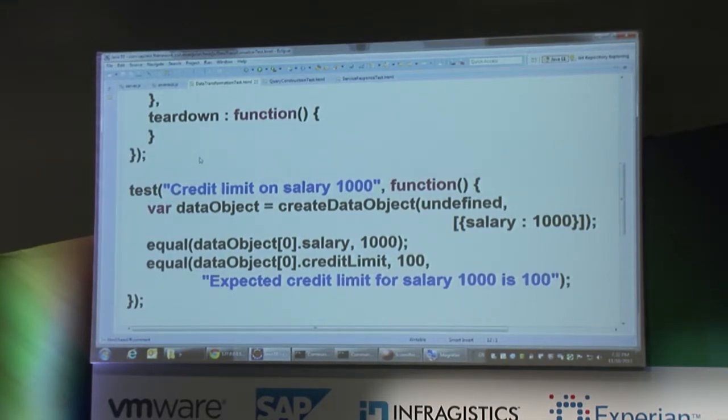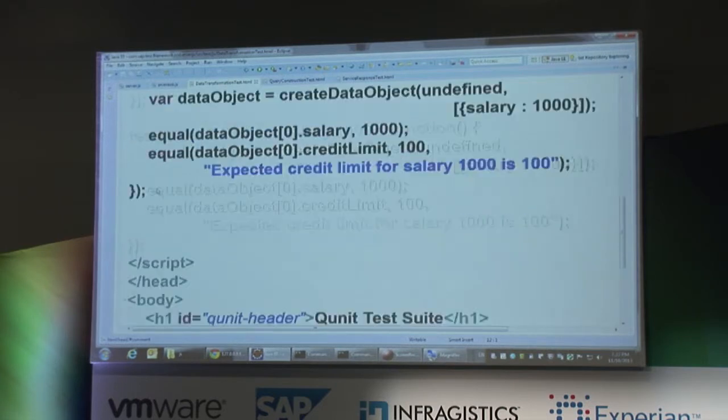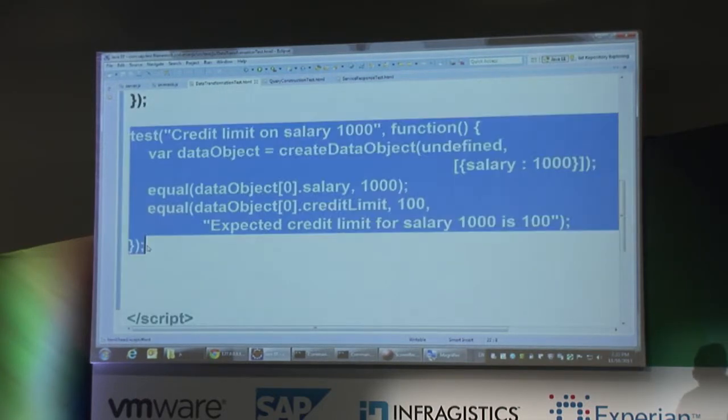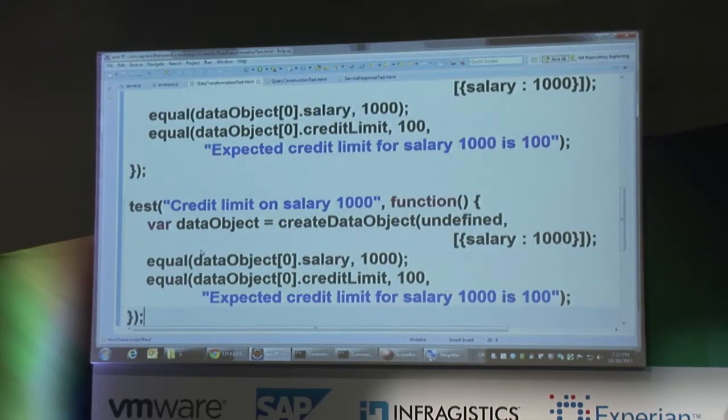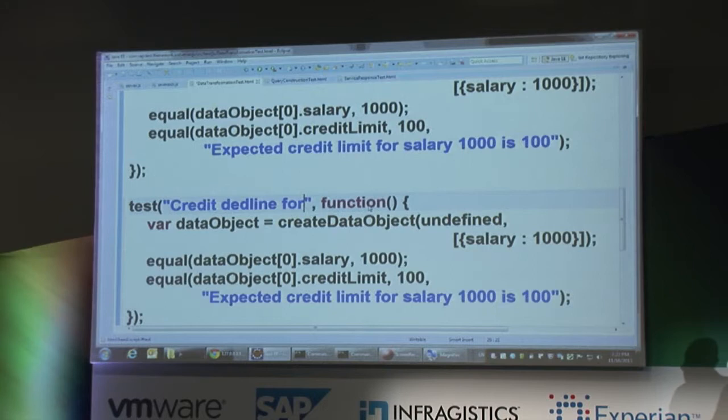That's why I'm opening my data transformation test. As a template, I'll use the existing test for the credit limit. I'll copy and paste it. Change the name of the test, like credit deadline for City Sofia is 10 days.